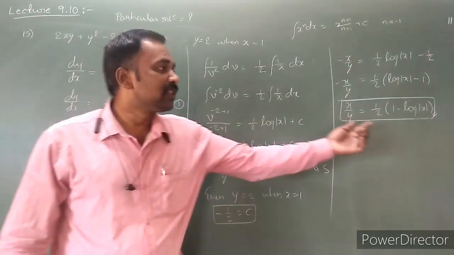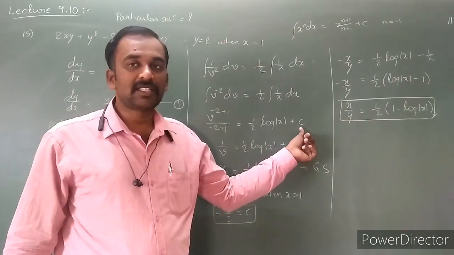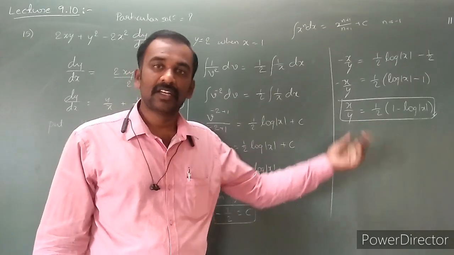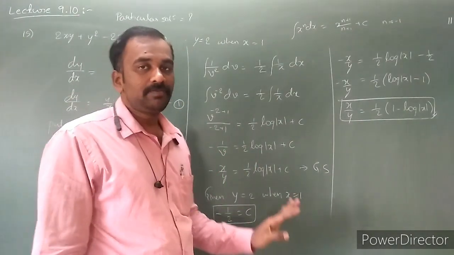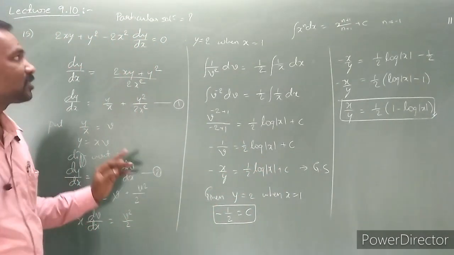Whenever you write a c, in this manner you will get it. If you write a log c, you will get a different form, and that is also correct. Nothing is wrong. With this problem, the 9.5 exercise is over.